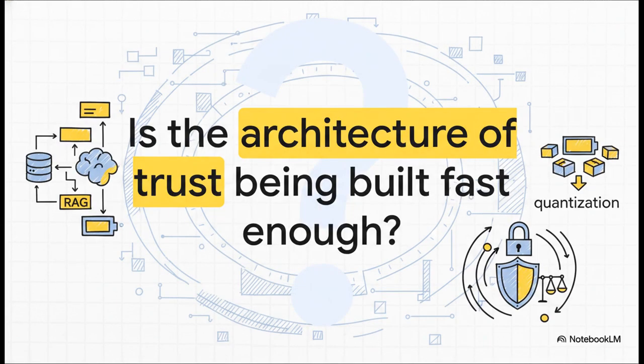So there you have it, from grounding models in reality with RAG, to shrinking them with quantization, to building in all these safety and security guardrails. This is the hidden world that actually makes AI work for all of us. The real question is, as these AI systems become exponentially more powerful, can this architecture of trust actually keep pace?